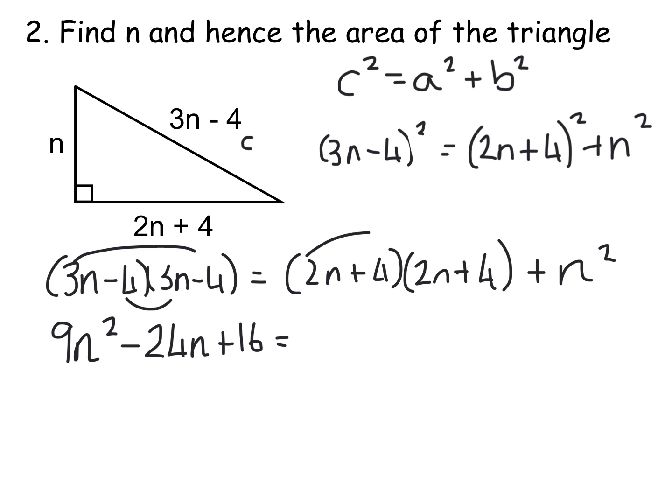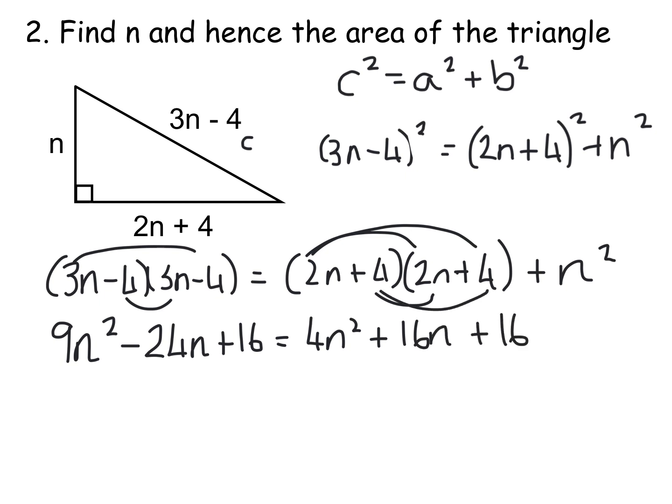On the second one, we would have a 4n squared. We would then have a plus 8 and another plus 8, so plus 16n. I'm going to cheat and put them together. And then you would have a plus 16, and then your plus n squared. Okay, now the trick here is you want to take everything to the side that's got the highest power of n squared, which is to the left. So on the right hand side, I've got a 4 plus 1, which makes 5. So I'm going to subtract 5n squared, which takes me down to 4n squared.